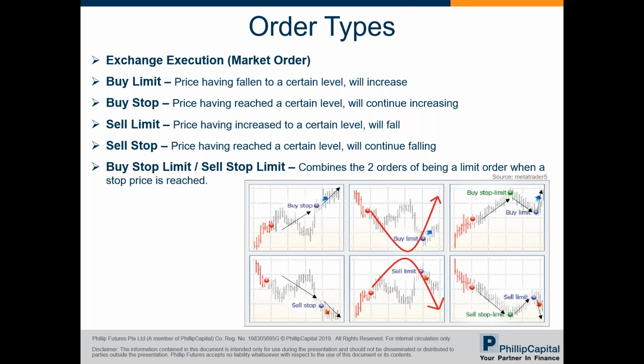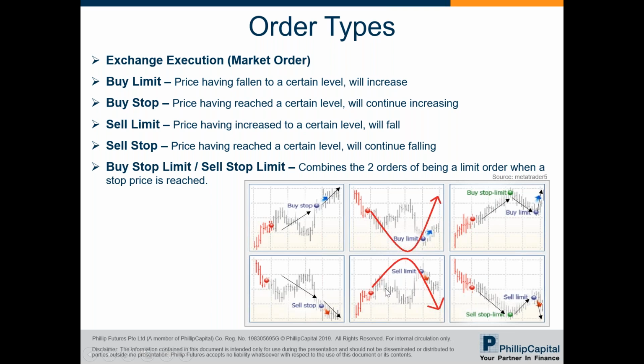But let's say you want to queue to buy lower. Firstly will be the buy limit. If you can just take a look at the buy limit order, red is the current market price. So you'll be queuing for any price lower than the current market price. If the market price is 30, you can queue anywhere below 30, so maybe 28, 27, 26. Once it reaches that price, it will automatically buy for you.